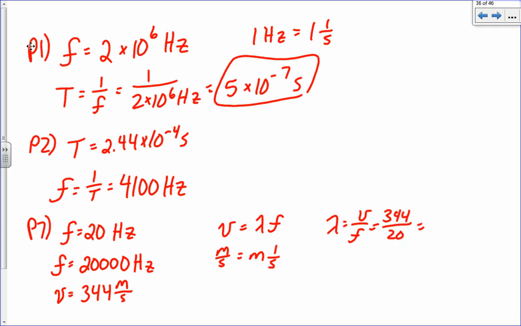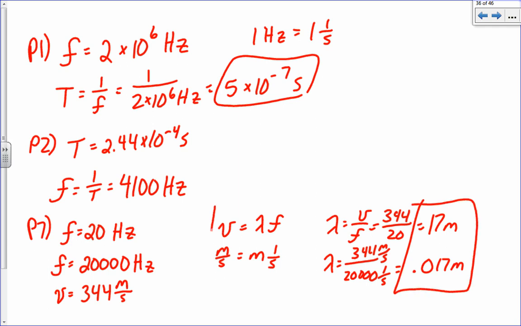And that gives me a wavelength of 17 meters. That's for the lowest sound that you can hear. And then the wavelength for the highest sound is 344, the speed of sound in meters per second, over 20,000, that's in hertz, or 1 over seconds. And that gives me 0.017 meters, or 17 millimeters. So those are our answers.